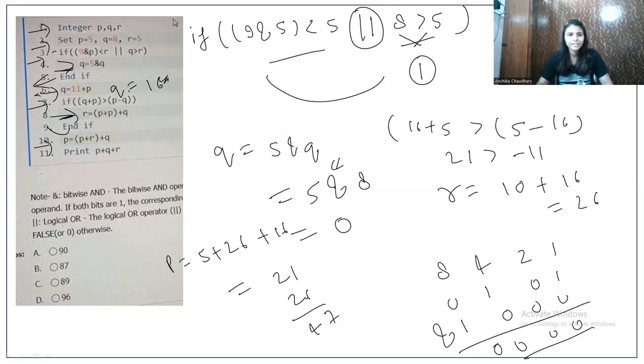Now at the 11th line, we need to print P plus Q plus R. What is the value of P? It is 47, plus Q, Q was 16 and R was 26. When we add it all, 6 and 6 is 12, 12 plus 7 is 19, 1 carry, and this will become 8. So 89 will be the correct answer over here. Option number C is the correct option for this question. Let's move on to the next question now.